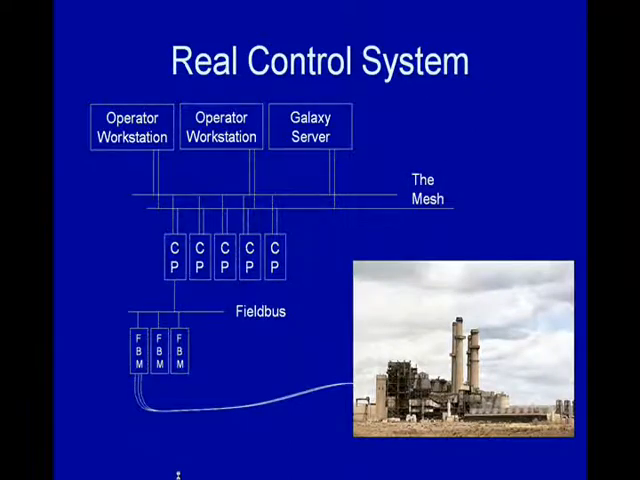This schematic shows the components of an actual distributed control system. It consists of operator and engineering workstations, a control communications network, control processors, and field bus I/O modules. The control system sends and receives signals to and from the plant process equipment, sensors, and actuators.